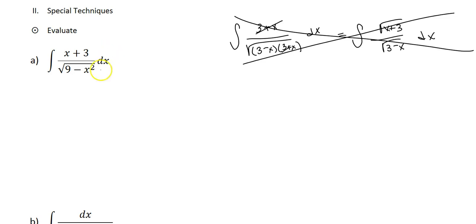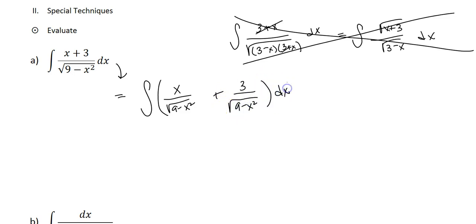The thing that you do want to do here is actually split up this numerator. So this would be x over the square root of 9 minus x squared plus 3 over the square root of 9 minus x squared. So I would have the integral of x over the square root of 9 minus x squared dx. And then I'm going to write this as 3 times 1 over the square root of 9 minus x squared, and let's go ahead and put the dx here.